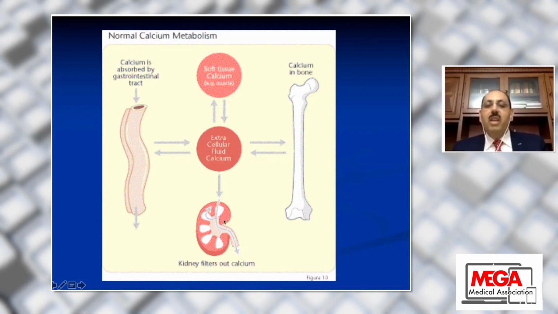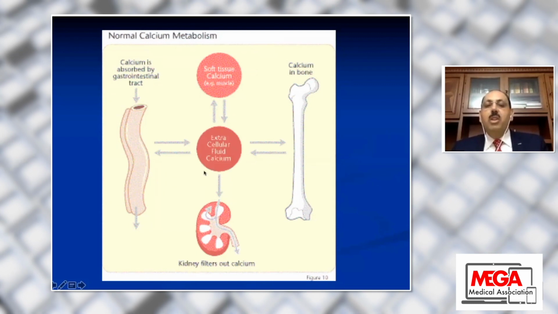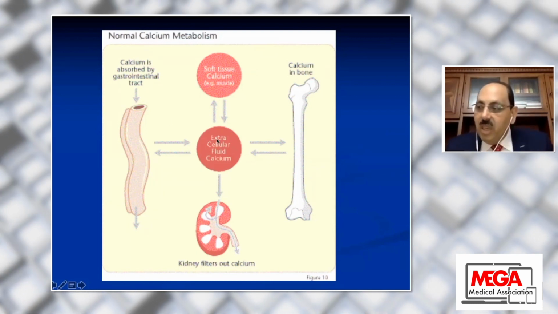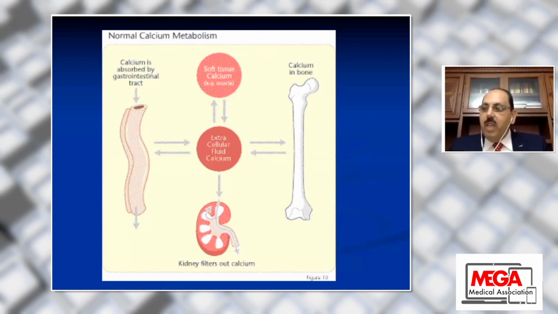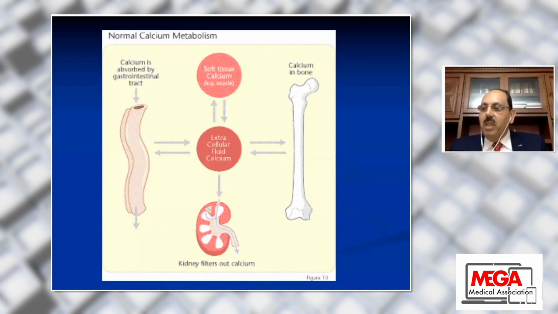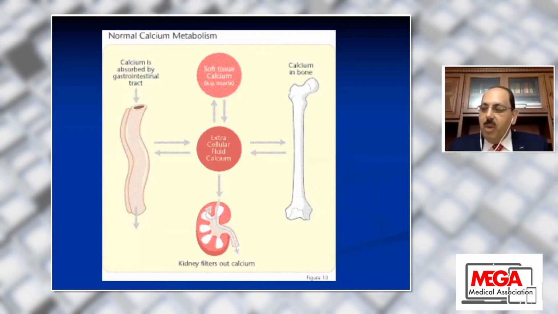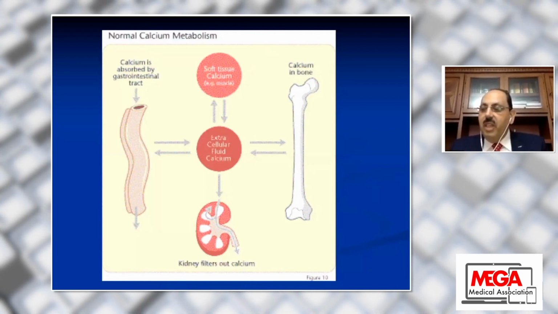And here, the role of the kidney is to filter out calcium, avoiding losses to maintain normal calcium level. So there is a continuing exchange of calcium between blood and the bone tissues. The amount of calcium in the blood is controlled, as we said, by the parathormone and the calcitriol. And these two hormones are in a negative feedback mechanism.